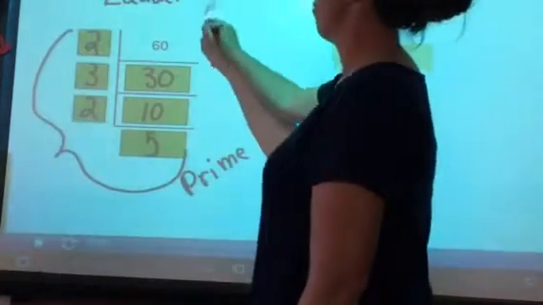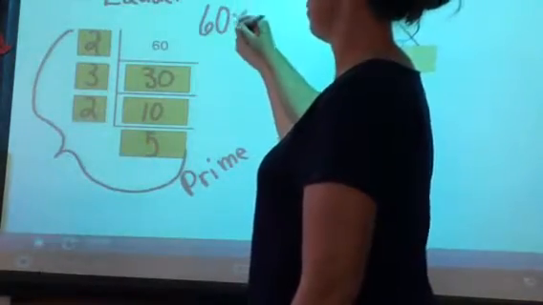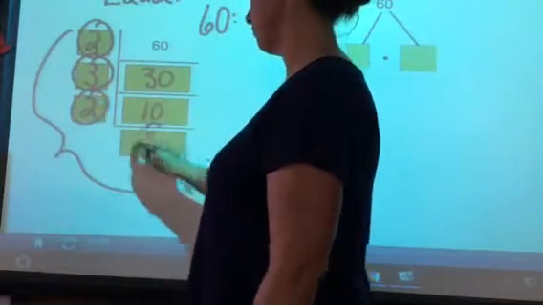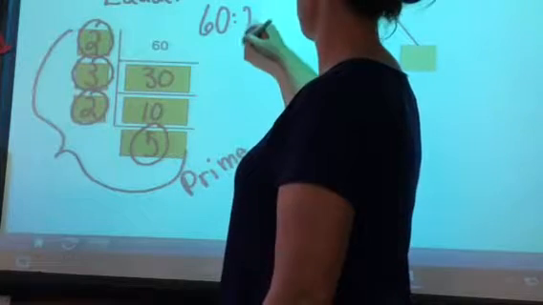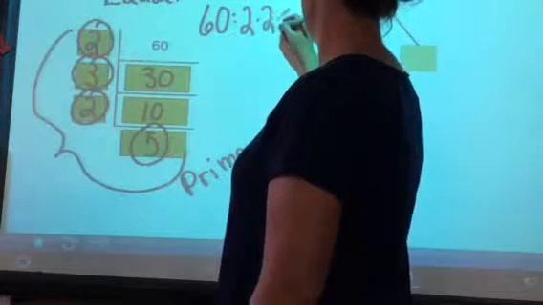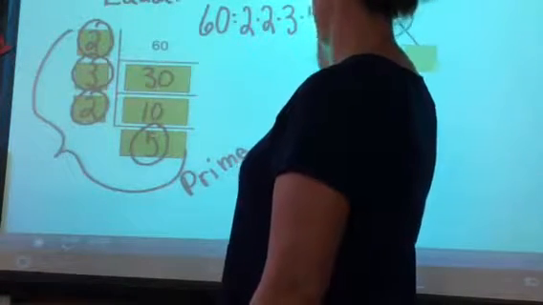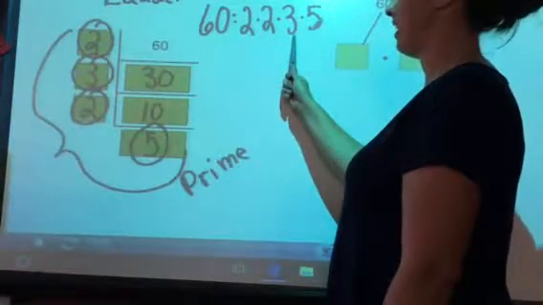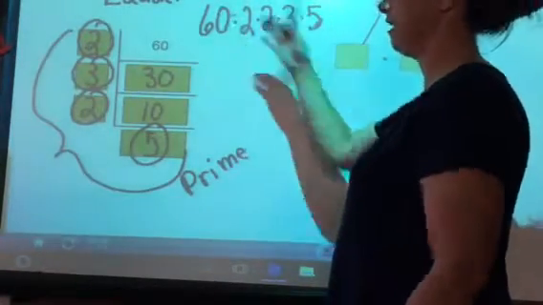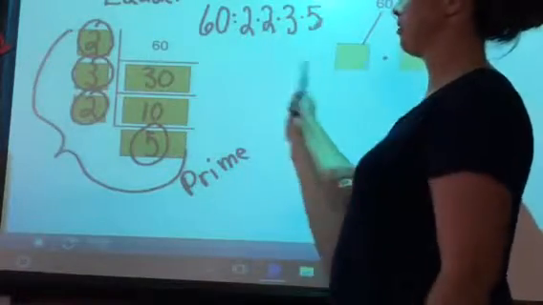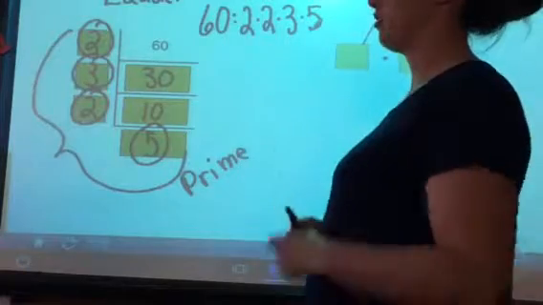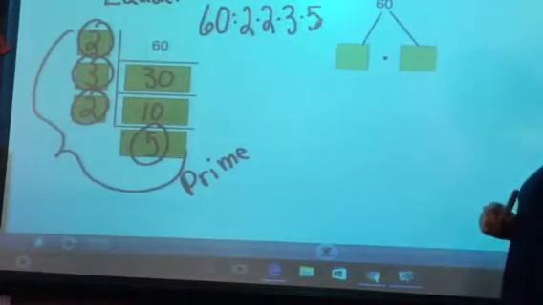And so when you go back and look at the prime factors, if you put a multiplication symbol in between and you multiply them together, you should get 60. 2 times 2 is 4, 4 times 3 is 12, and 12 times 5 is 60. And so at the end, you can always double check by multiplying those prime factors together, and it should give you what you started with.